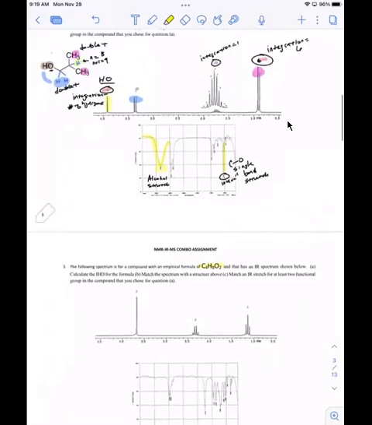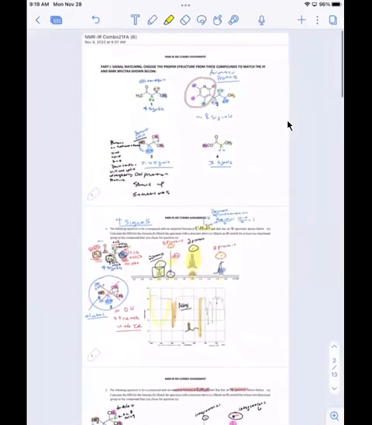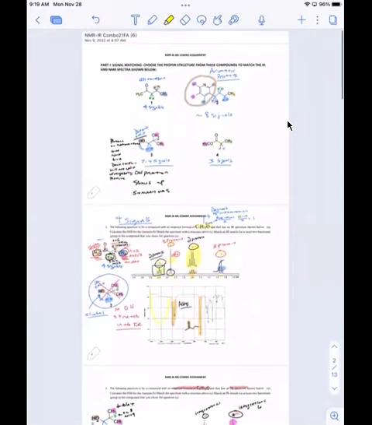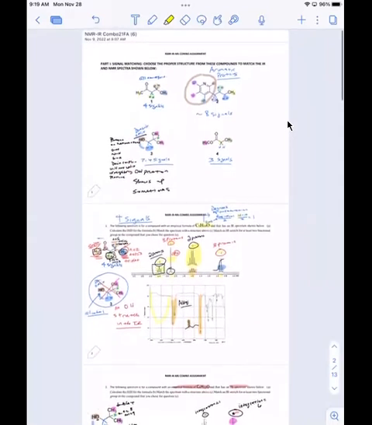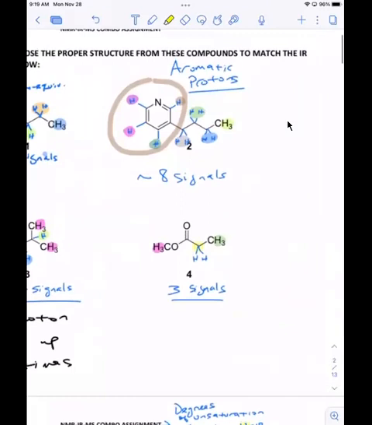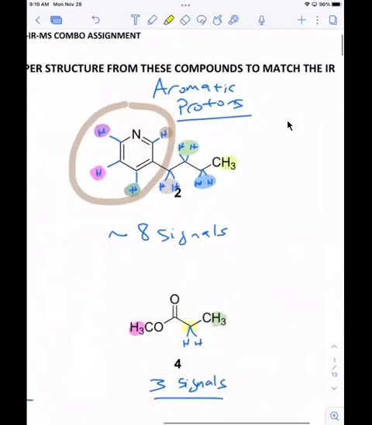What types of protons are missing in the NMR to let us know that 2 is not the choice? Let's go back up to here. If you look at sample 2, we already picked out that it's going to have at least 8 signals. That spectrum only has 3 signals, so it definitely can't match. But there are some protons in sample 2 that would show up somewhere between 7 and 8. Which protons are those? Anybody?